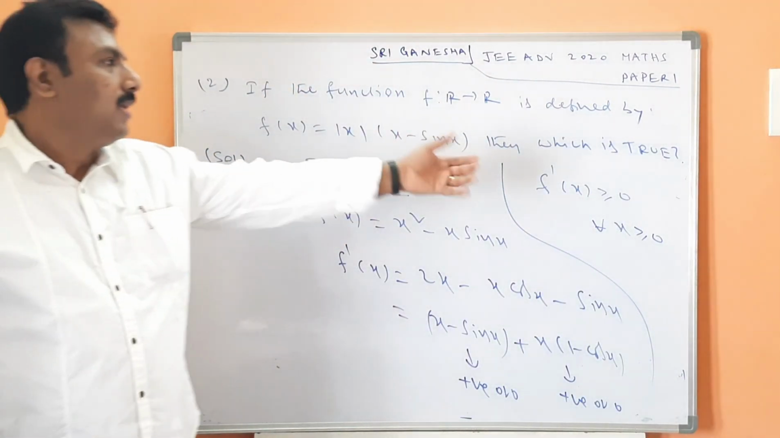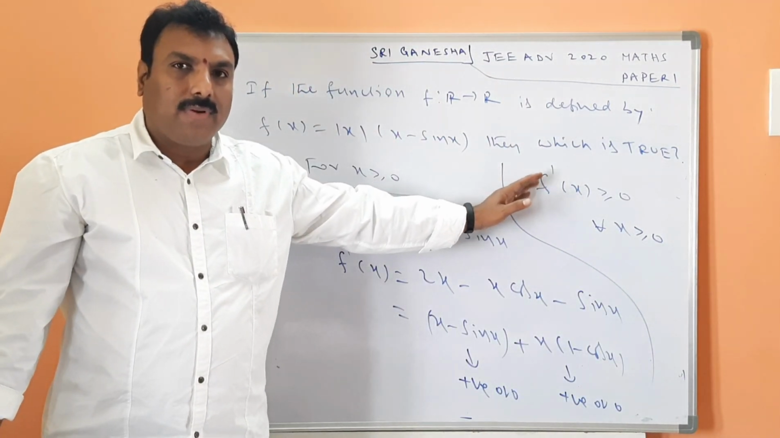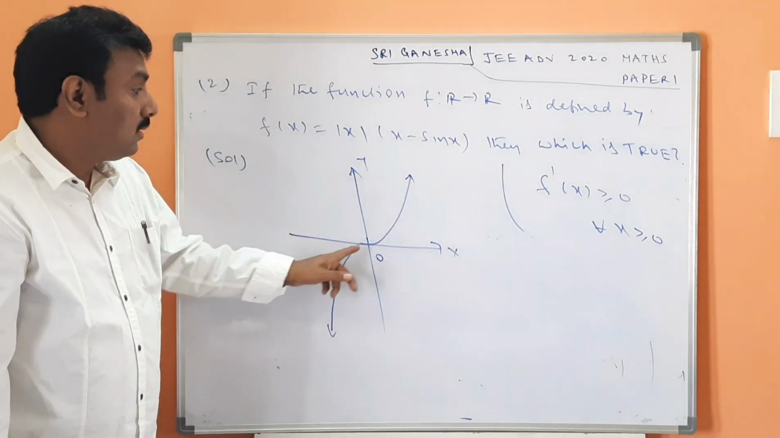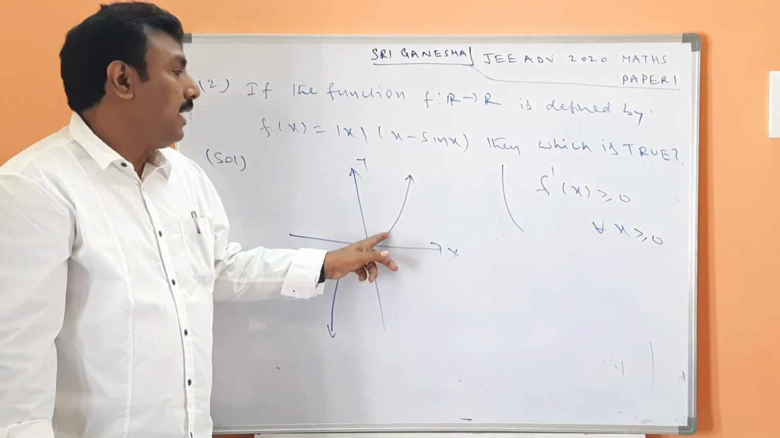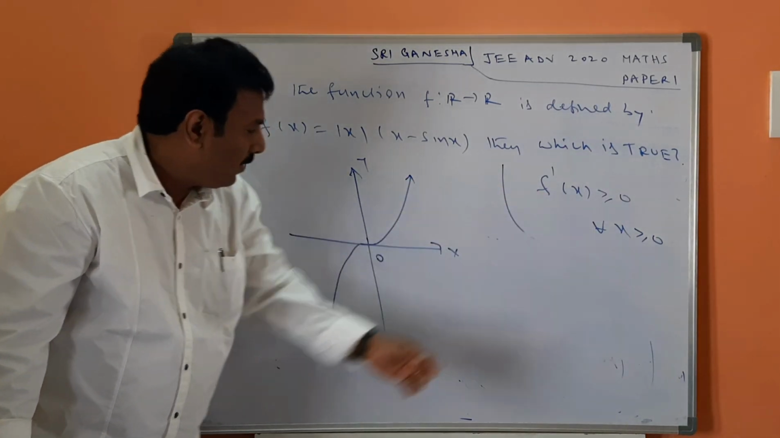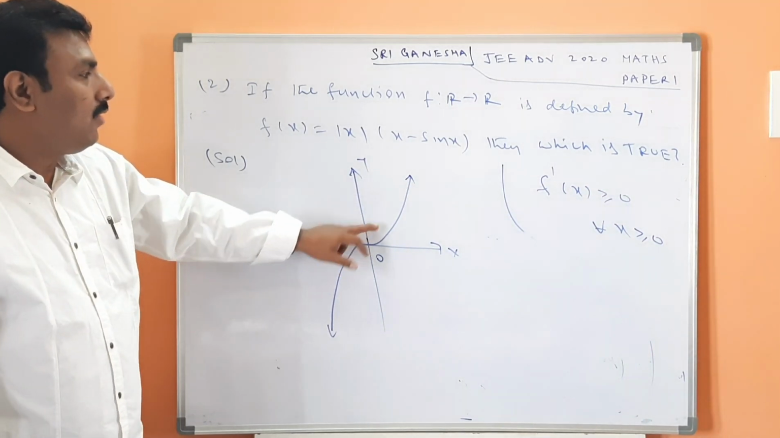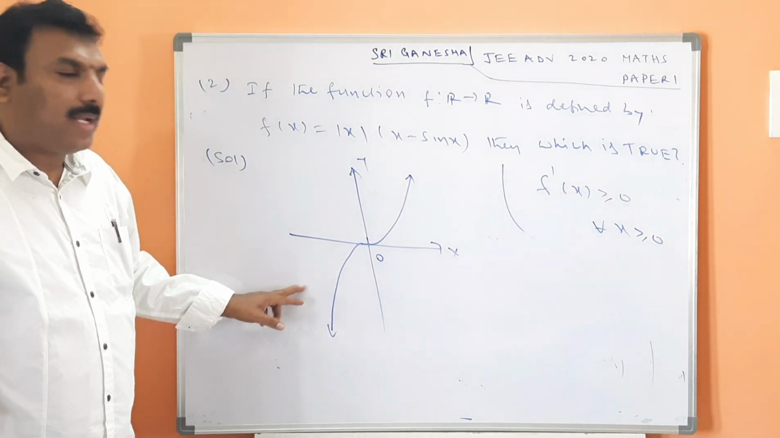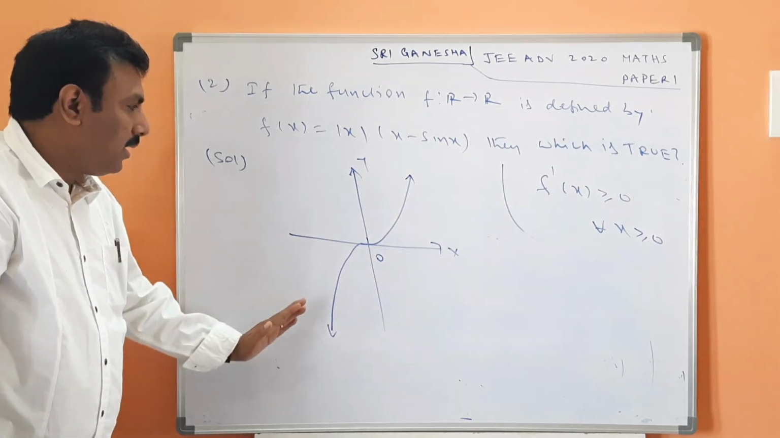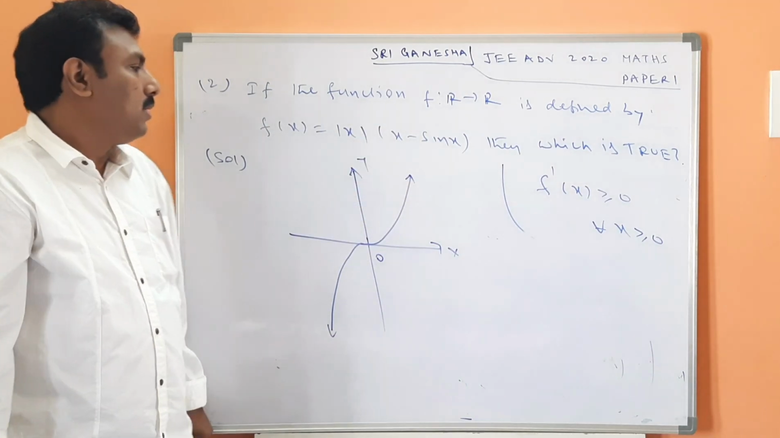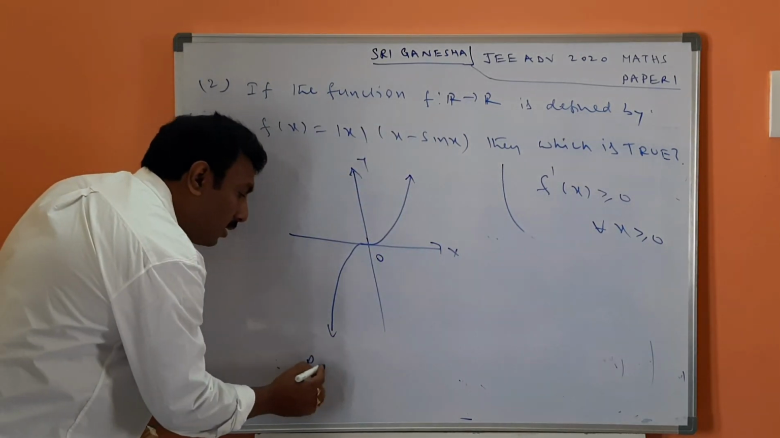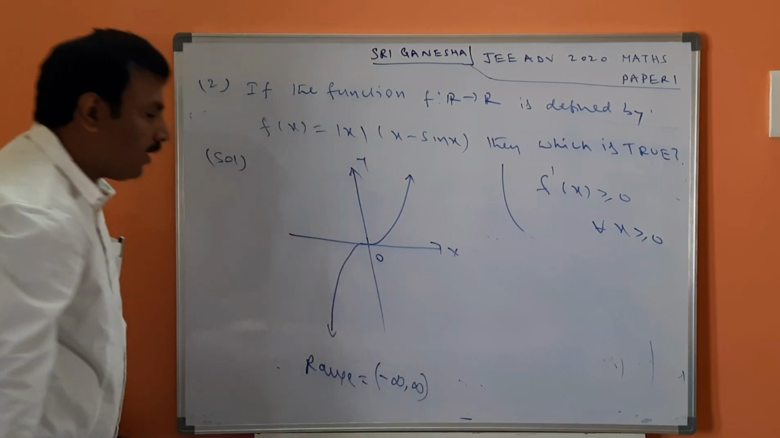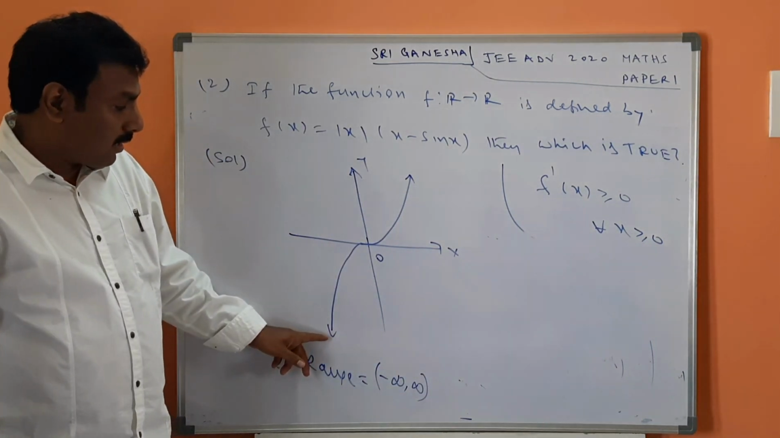So clearly f is a strictly increasing function from 0 onwards. So this is the graph of the function f of x. From 0 onwards it is a strictly increasing function, because we got it already. And also f is an odd function. So compulsorily it is symmetric about the origin, symmetric about the opposite quadrants. So it is always a strictly increasing function. So the range is here minus infinity to infinity. Okay, extreme down to extreme up.